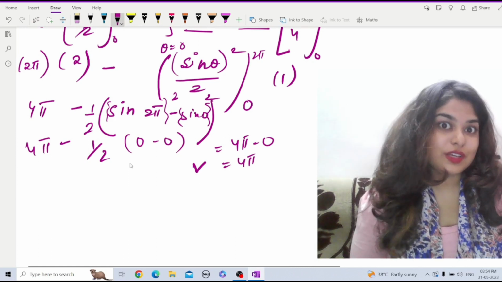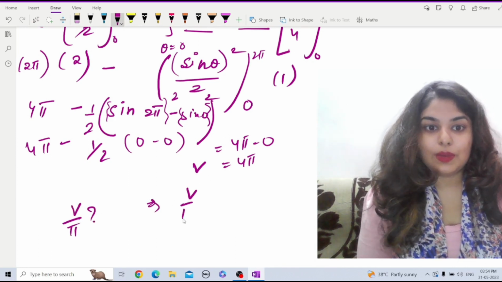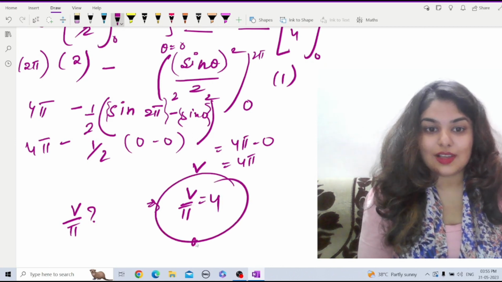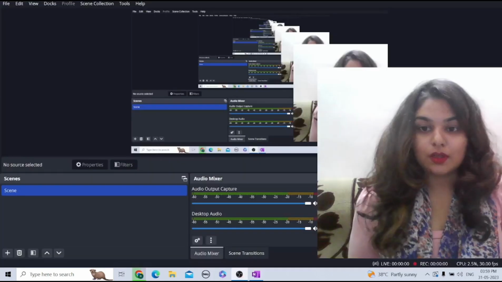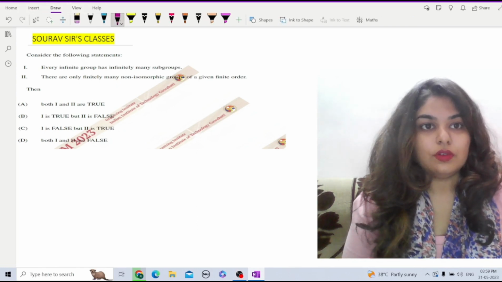Now in the question we are given, we have to find out what is v by pi. So that means from here, v by pi is equal to 4. So 4 is our correct answer. Next question. So the next question here is given as follows.